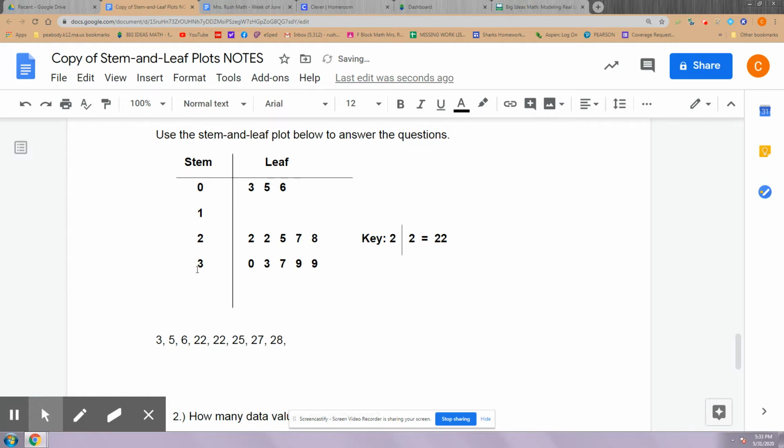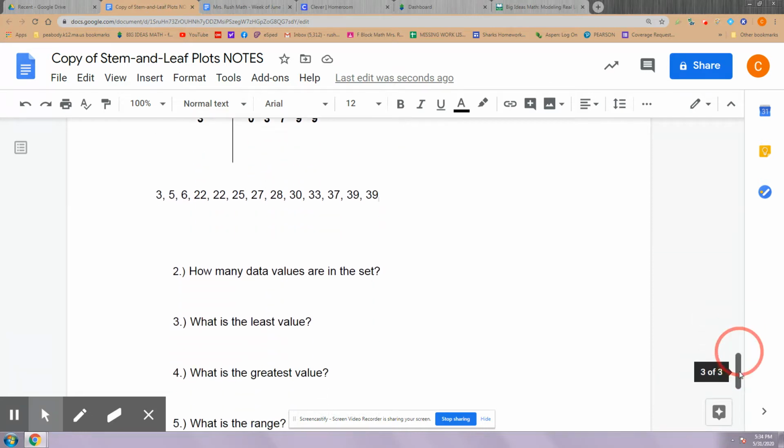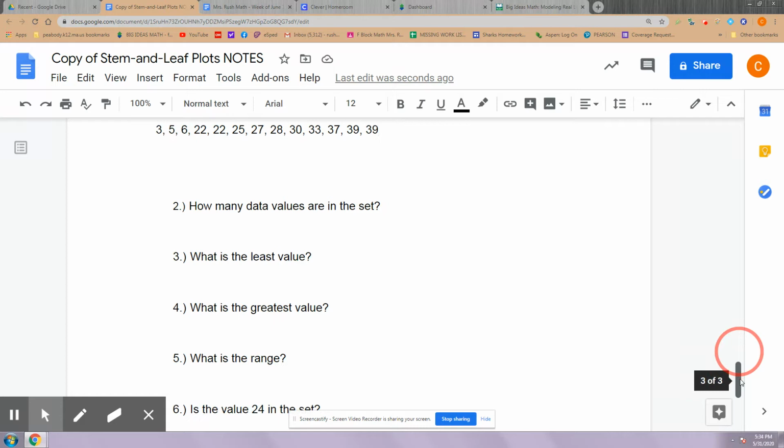And then the last stem we have is 3. So remember, that means 3 is in the tens digit. This is really anything that's in the 30s. So our first number would be 30 because remember, the stem is 3 and the leaf is 0. So we have 30, 33, 37, 39, and 39. Okay, great. So those are the numbers that are listed in our stem and leaf. Let's use those to help us answer the questions.